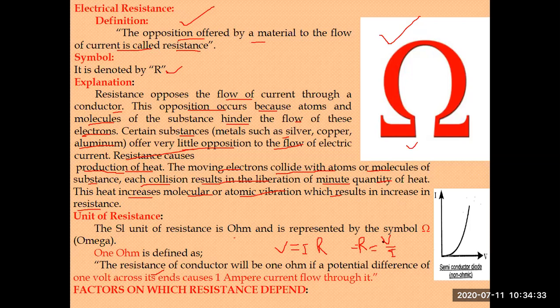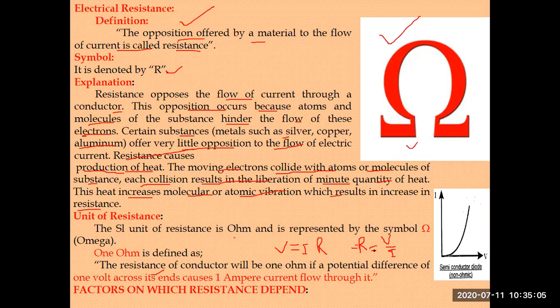V divided by I. If a potential of 1 volt is applied across the ends of a conductor and it causes a current of 1 ampere, then the resistance will be 1 ohm. The resistance offered by the conductor will be 1 ohm. So this is the easiest thing to understand. When a 1 volt potential difference is applied across the ends of a conductor and 1 ampere current passes through the conductor, at that time the resistance suffered by the conductor will be 1 ohm.